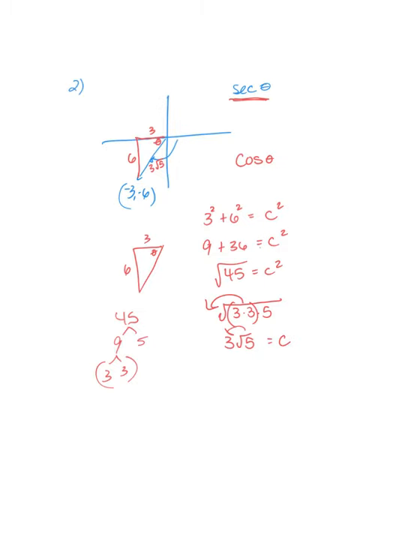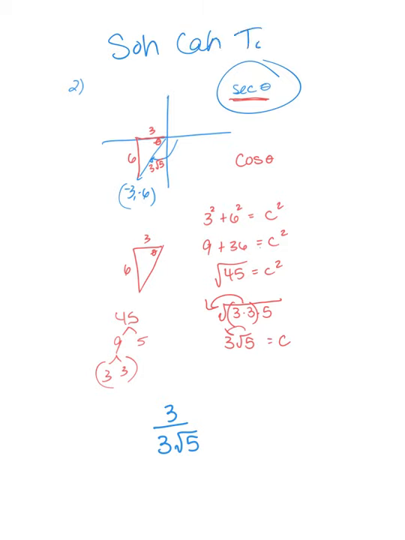Okay, so since I want the cosine of theta so I can flip it to find the secant, the cosine of theta is adjacent over hypotenuse. Does anybody not remember that? SOHCAHTOA? Adjacent over hypotenuse. So the secant, if this is the cosine of theta, is this. The secant of theta is 3 root 5 over 3, right? Sure. And the 3's cancel.